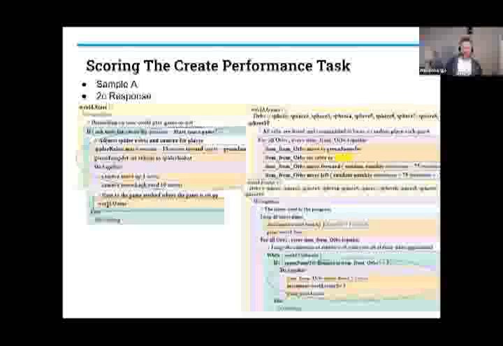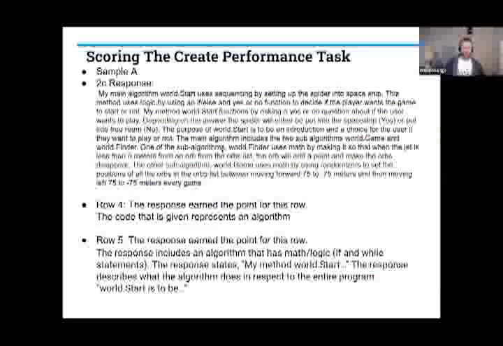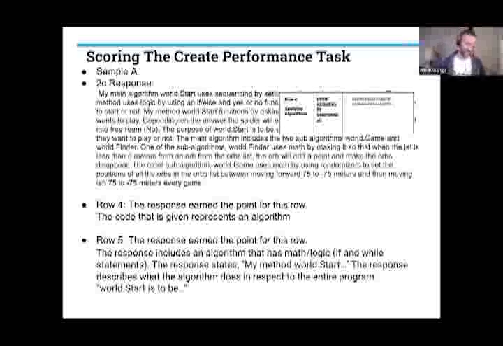So if I go back, you see world game here, right? And then world finder over here. The main algorithm includes 2 sub-algorithms, world game and world finder. One of the sub-algorithms, world finder, uses math by making it so that when the jet is less than 5 meters from an orb in the orbs list, it will add a point and make the orb disappear. The other sub-algorithm, world game, uses math by using randomizers to set the position of all the orbs in the orbs list between moving forward 75 to negative 75 meters and then moving left 75 to negative 75 meters every game. All right. So has the student earned rows 4 and 5?